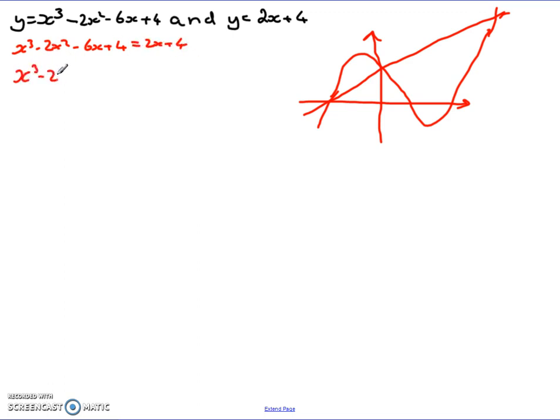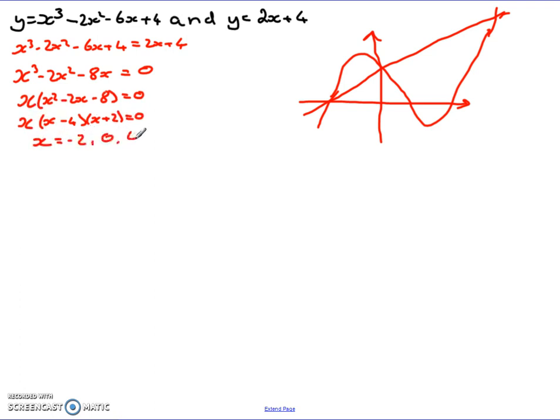I get x cubed minus 2x squared minus 8x. Then the 4 and this 4 cancel because this becomes a minus 4 equals 0. Factorise the whole lot. I get x bracket x squared minus 2x minus 8 equal to 0. So I get x bracket x minus 4 bracket x plus 2 equals 0. So from that, I know my three roots, my three meeting points are going to be at x equals negative 2, 0, and 4.